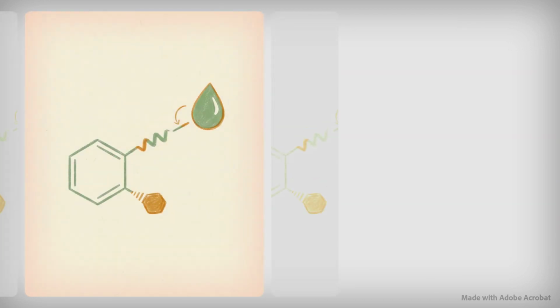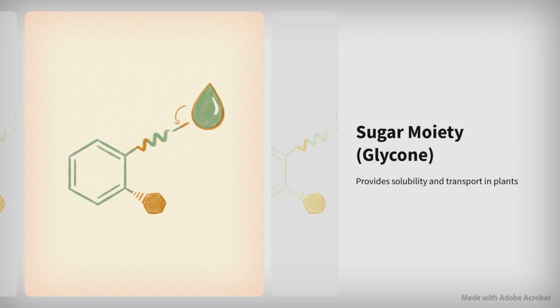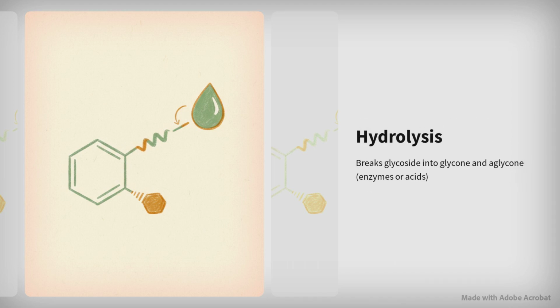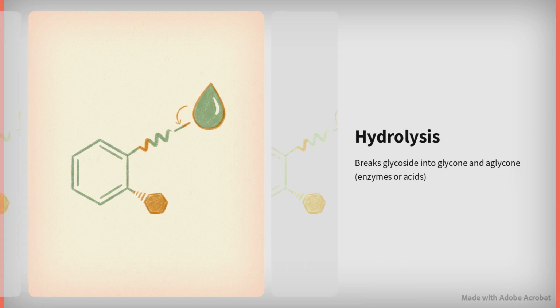Let's break down the structure of glycosides. They consist of a sugar part and a non-sugar part, which can be separated by hydrolysis, unlocking their biological activity. The sugar moiety, or glycone, provides solubility and aids in transport within the plant. The non-sugar moiety, or aglycone, is the active portion and determines the pharmacological effect. Hydrolysis breaks the glycoside into its glycone and aglycone parts, typically through enzymes or acids.